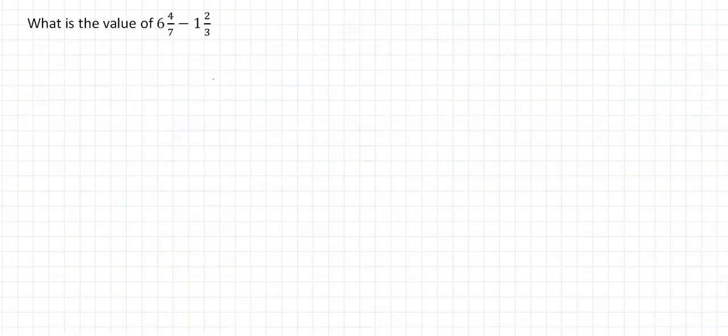Let's try the next one. What is the value of 6 4/7 minus 1 2/3? First step, 6 minus 1 is going to give us 5. Now we need to find the LCM of 7 and 3. So let's go 3, 7. This is 3 to the power of 1, 7 to the power of 1. So our LCM is going to be 3 times 7, which is equal to 21.